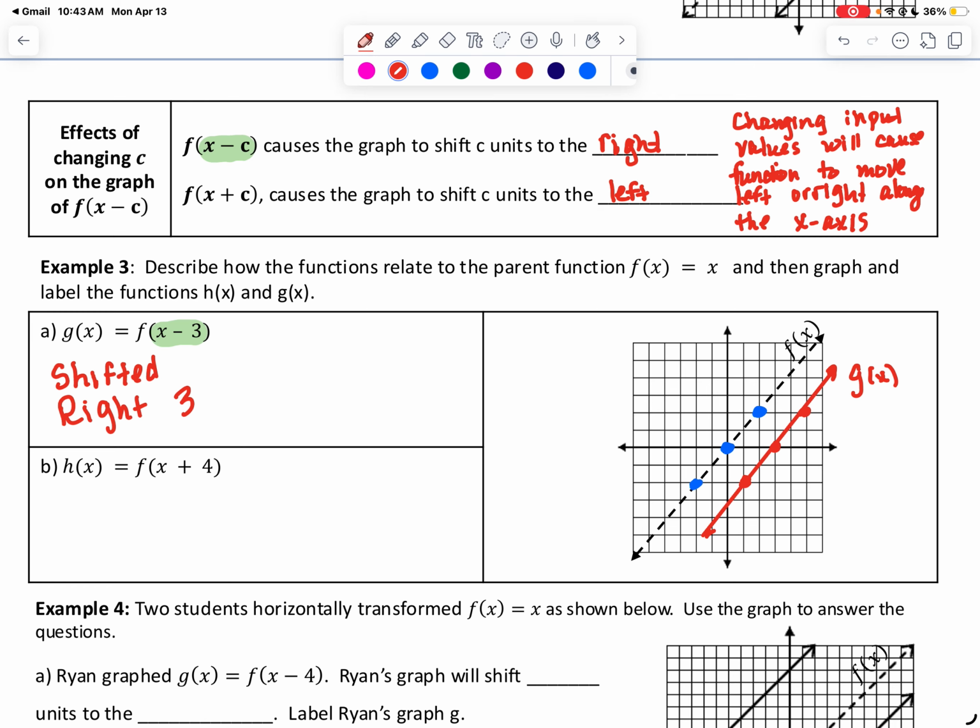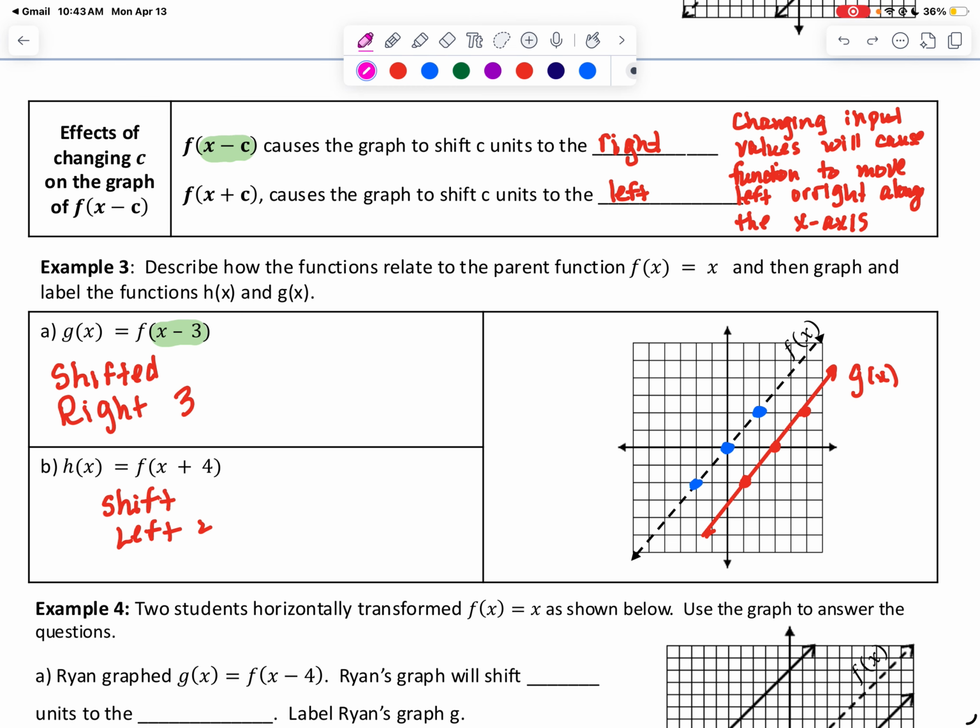Now we're going to graph a new function. H of x is equal to f of x plus 4. So this graph will shift left 4 units. So let me change to a different color here.